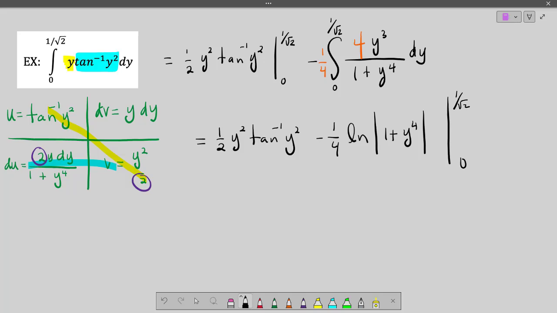So now we have this front function being evaluated from 0 to 1 over root 2. This piece is in log form, so the antiderivative is the natural log of the absolute value of the denominator. And that's getting evaluated on the same interval, so we can just do the whole thing all at once.